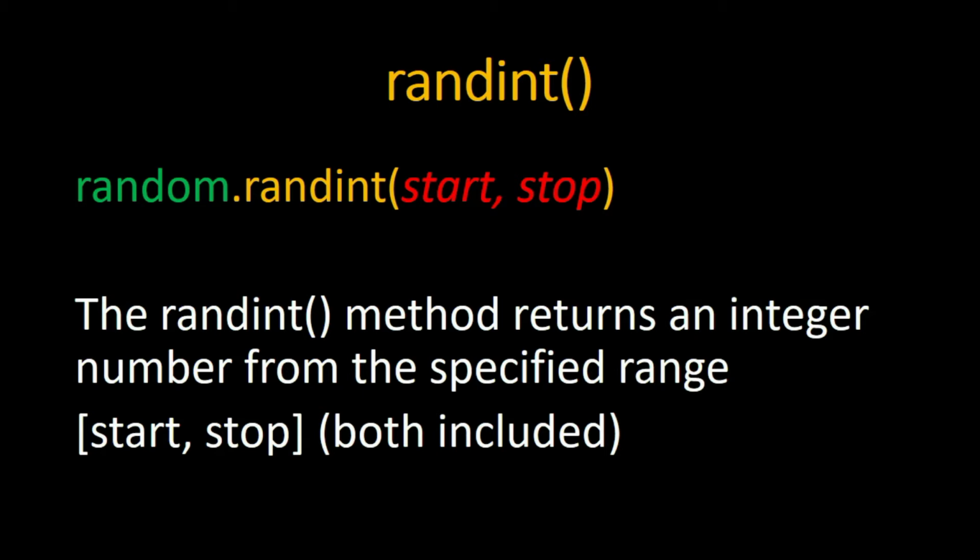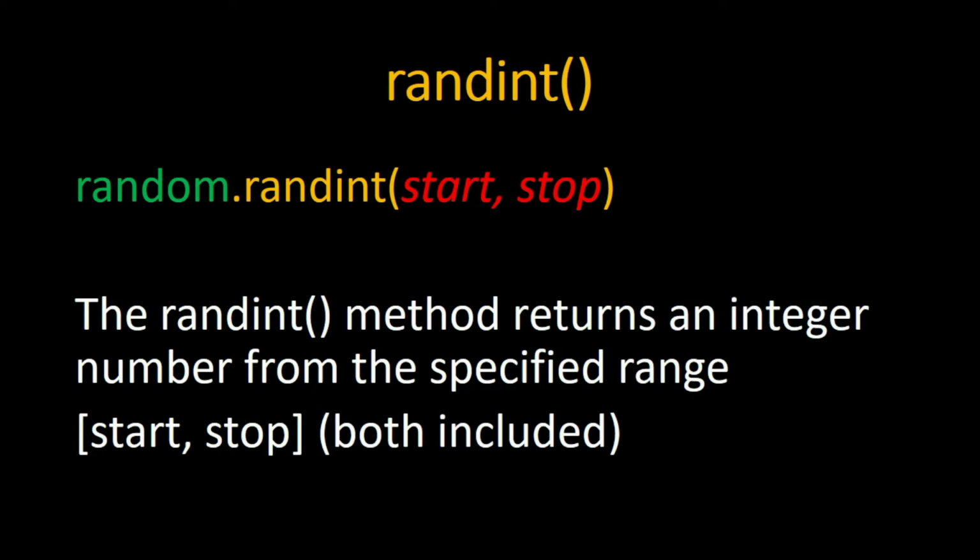The second method we have is called randint, short for random integer. As you can see, it takes two numbers as parameters and returns a random integer number between those two given numbers, and both of them are inclusive.